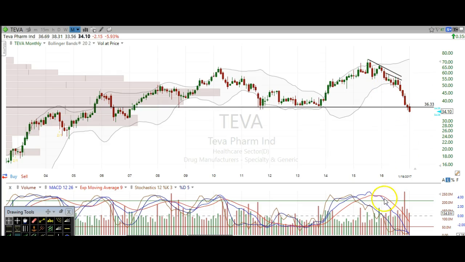Pretty overdone here. The stochastics here are at pretty oversold levels here on the monthly chart. Obviously, buying based purely on an oversold stochastic is a sure way to lose money in the market, but it's definitely a factor here that you want to be paying attention to. All right, the next one we're going to take a look at is TWLO.